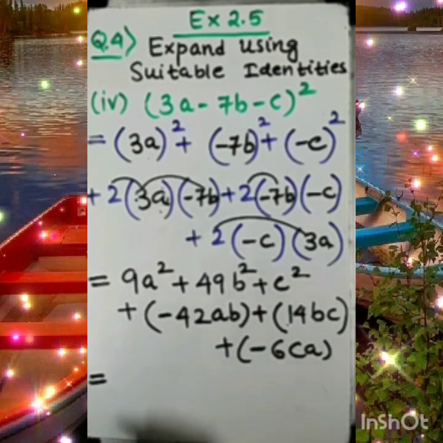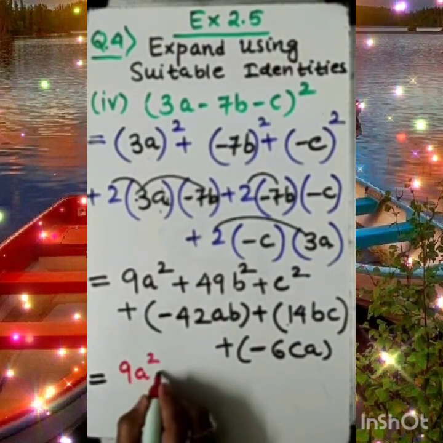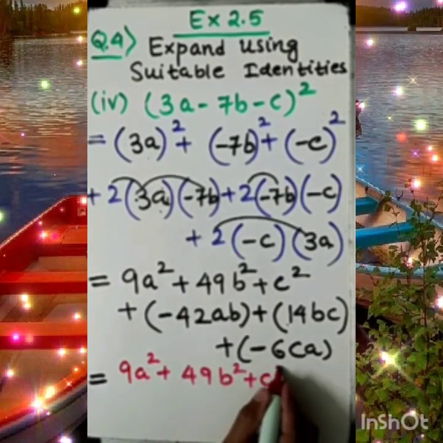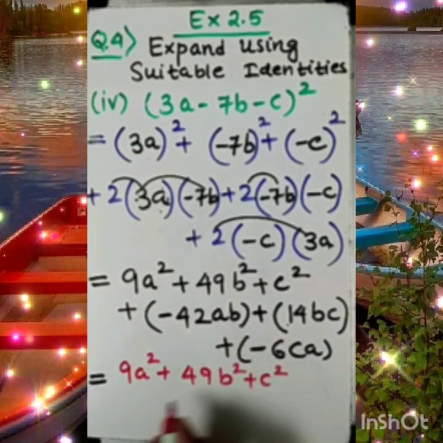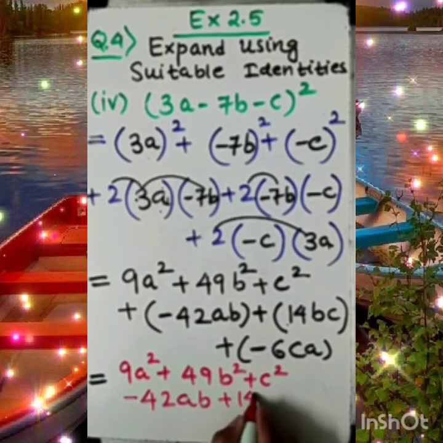So let's go with the simplification towards the final answer. The answer of the simplification will come this way: 9a squared plus 49b squared plus c squared minus 42ab plus 14bc and of course minus 6ca.